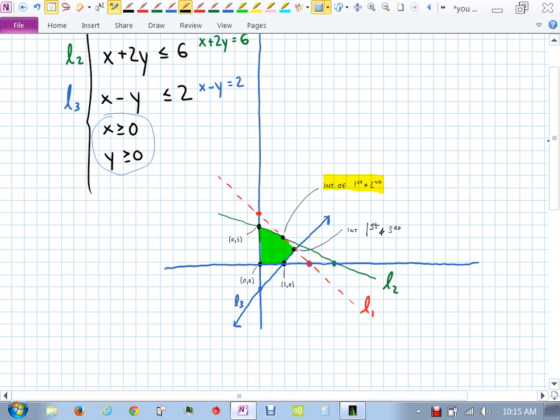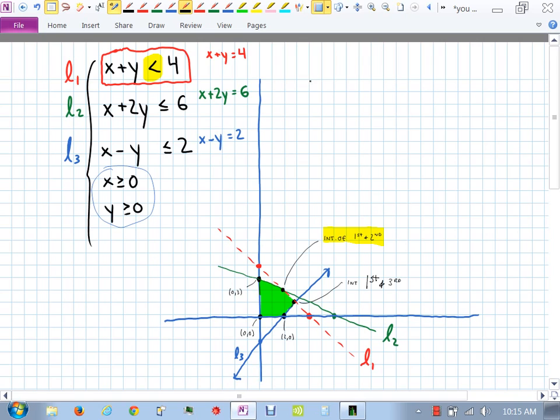All right, so let me set up these systems. I'll do them right up here. The first one I'm going to do is I'm going to take the first and second ones as equations, not inequalities, as equations, and solve this little system.